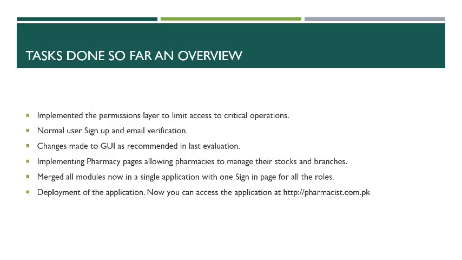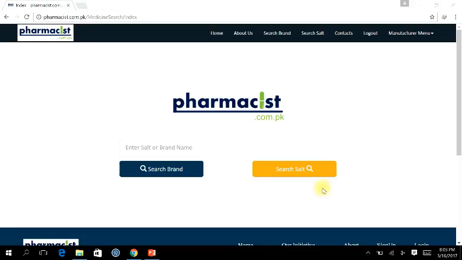Finally, I merged all the modules into a single application, now with a single sign-in page for all the roles, whether you are logging in as pharmacy, manufacturer, or normal user. Next, I deployed the application online, bought hosting as well as the domain name, and now the application can be accessed at the given URL, that is pharmacist.com.pk. So now let's talk a bit about the functionality of the application.